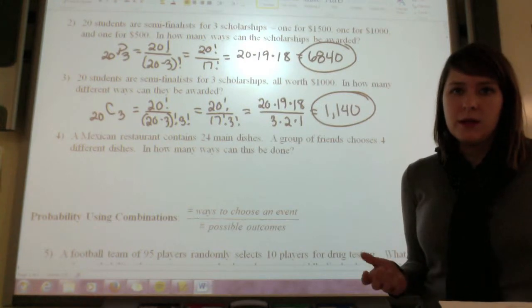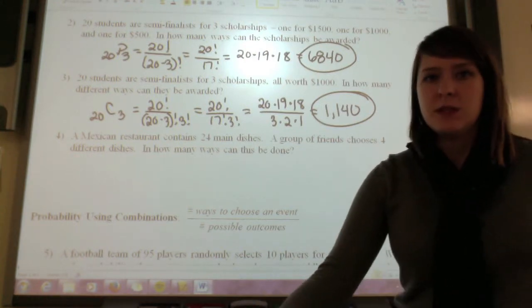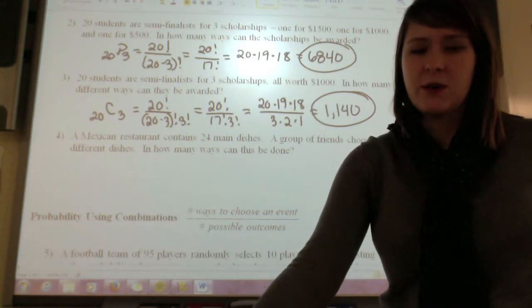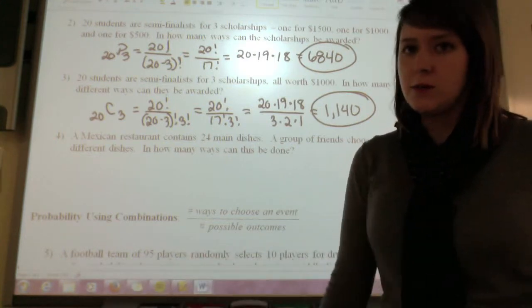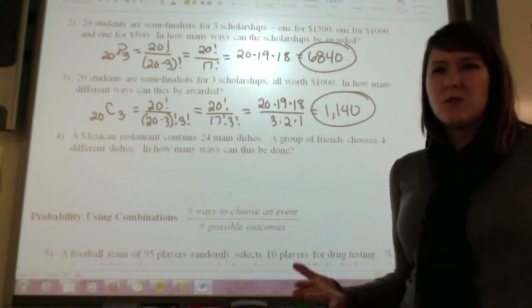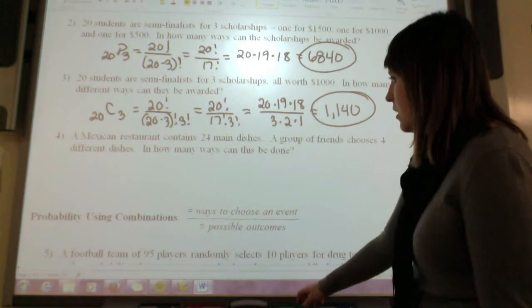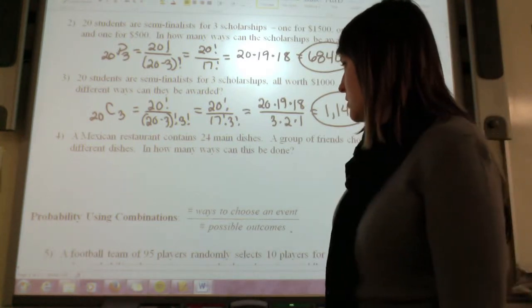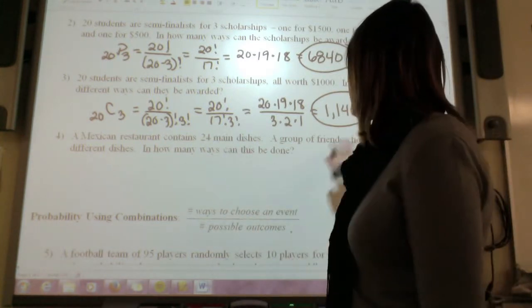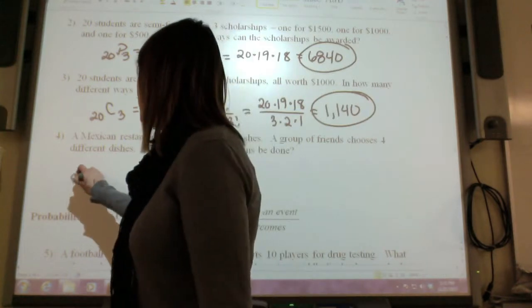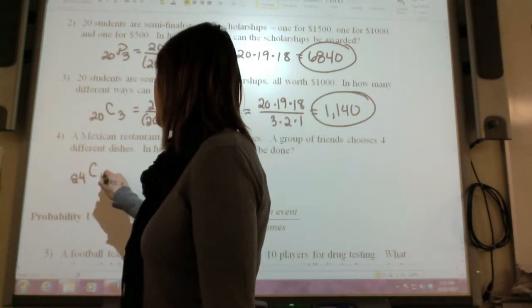Well, not really. If someone messes up a dish, if he brings it back and gives it to the wrong person, they can just move it over and give it to who it belongs to. So does order matter? Not really. We're going to use a combination for this one. So I've got 24 dishes. I'm choosing 4. So it's going to be 24 choose 4.